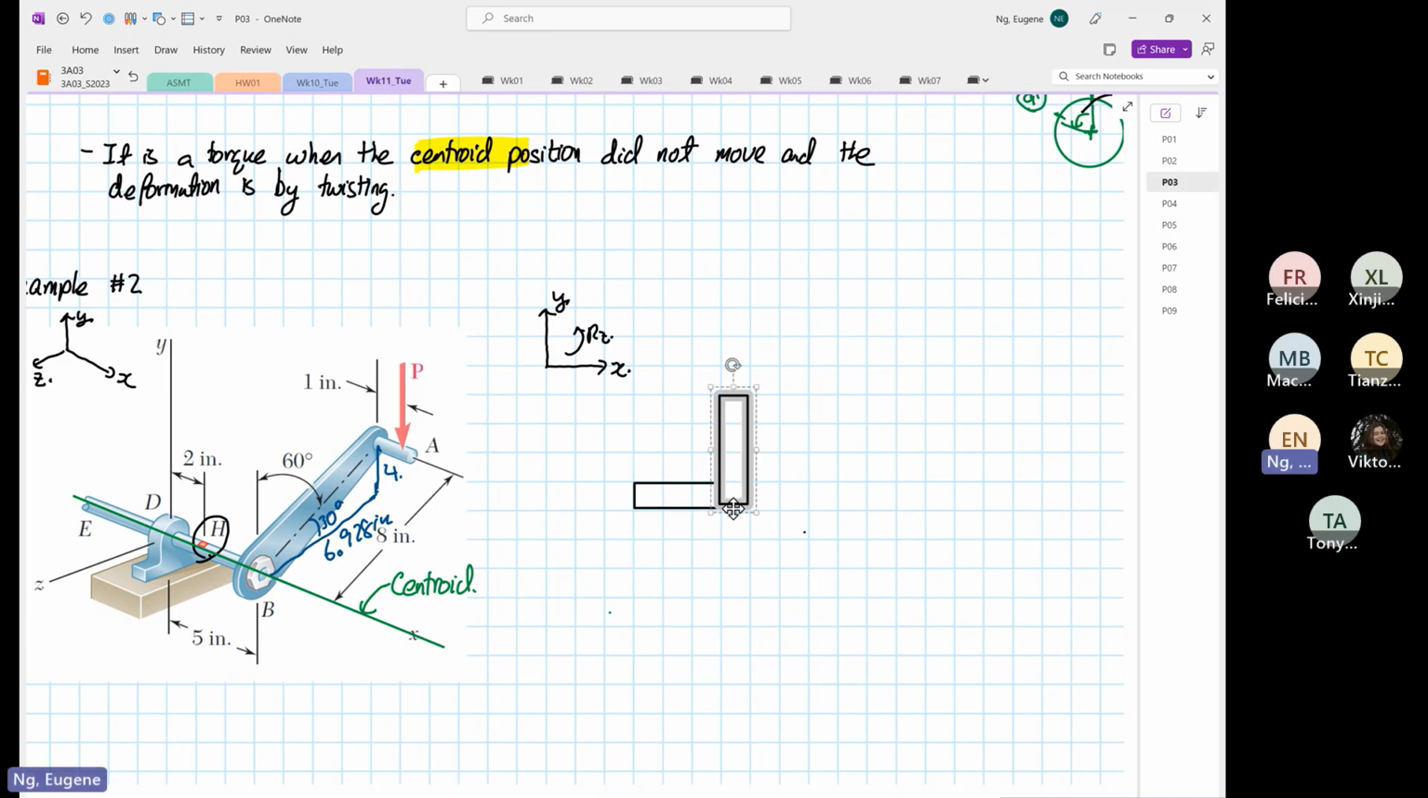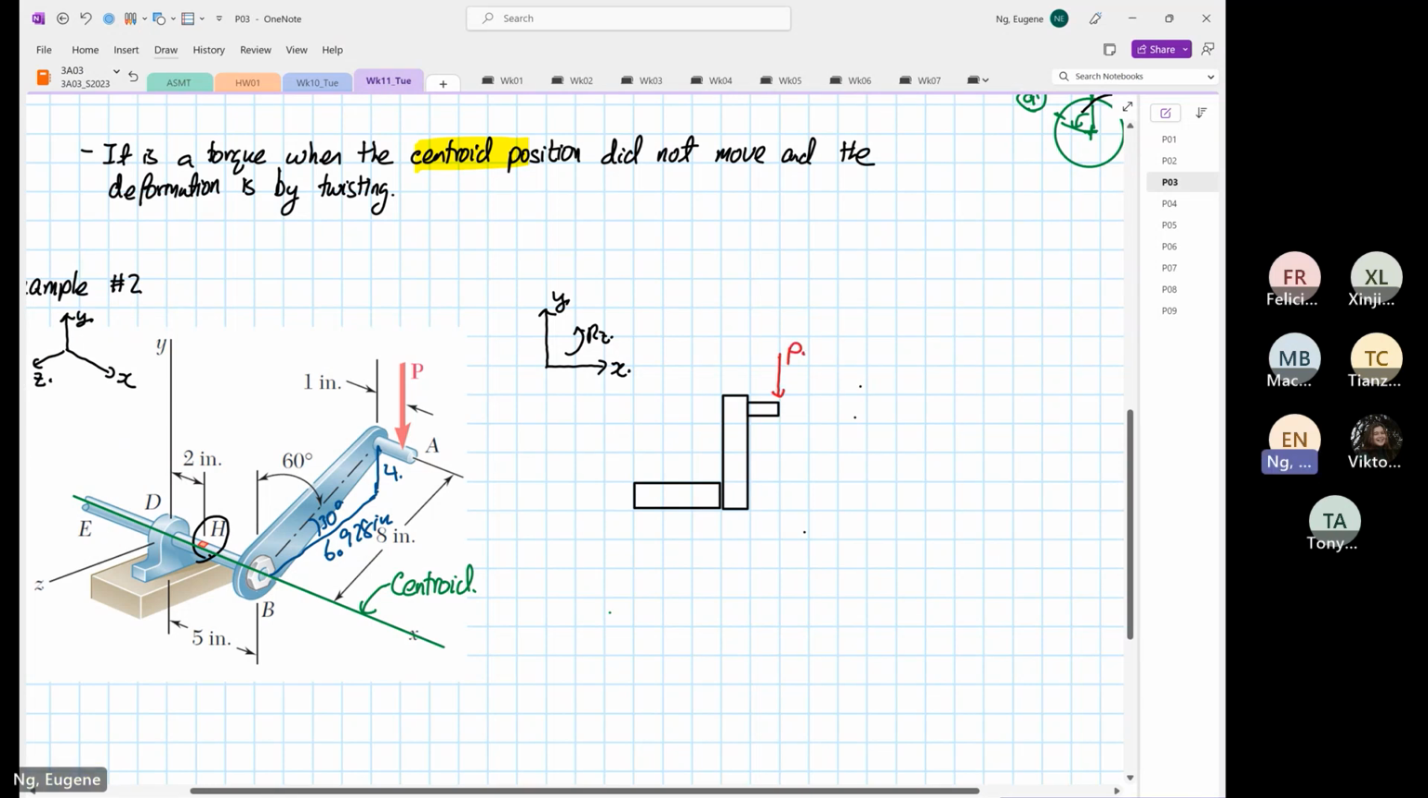Okay, so this is our 4. And then we have a small bit over here. Right, we have another small bit over here. Again, this is just a sketch of 1. And then we have a force coming down. This is our P, right? So we're going to draw our element.